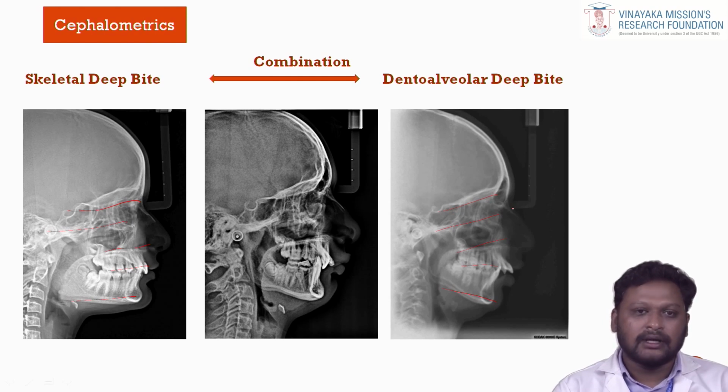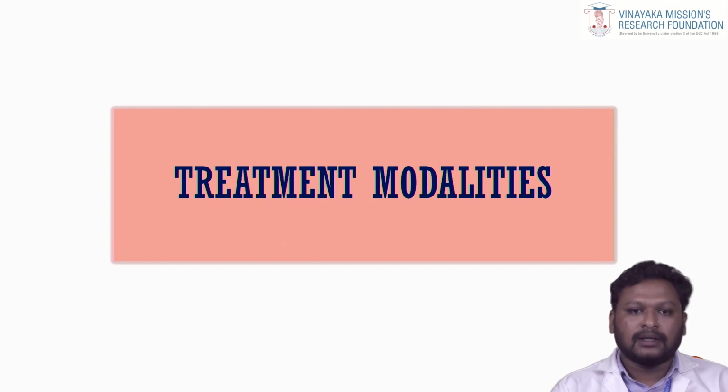We can easily differentiate by using these cephalometric methods. We can use the Sassouni analysis, which will be helpful in differentiating skeletal or dentoalveolar deep bite. And this one is a combination, a mix of both. So as of now we are able to identify whether it is a skeletal or a dentoalveolar deep bite. Now we'll move on to various treatment modalities.